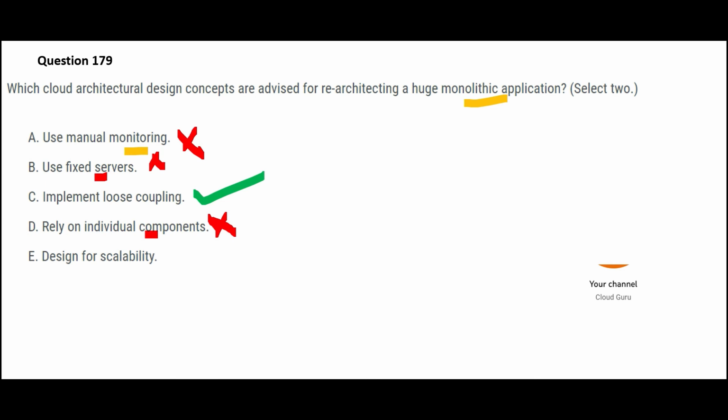That leaves us with just one last option, and we have to choose two answers. That should be my answer. So what it says is design for scalability. Scalability means now one person is earning, you scale up. Now two or three will be earning. That will solve the problem. And there will be no single point of failure, and that will not be monolithic in design. So these are my two answers.